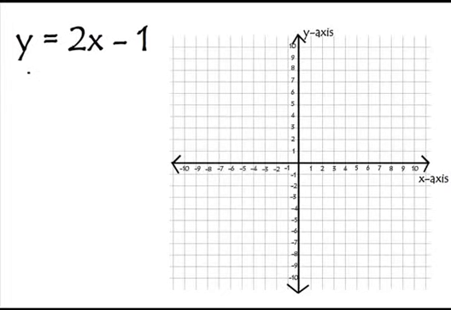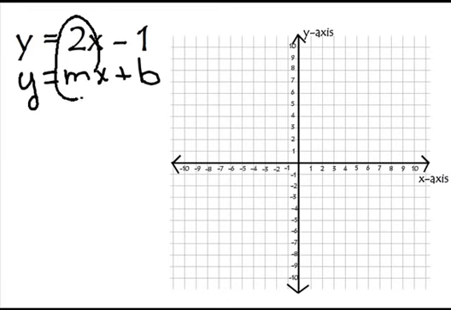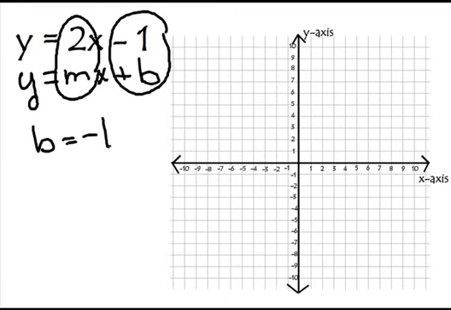Let's graph this equation y equals 2x minus 1 using the slope-intercept form. I always like to write that form underneath it, y equals mx plus b, because right away I know what my slope m is and what my y-intercept b is. Now to graph it, we always graph the y-intercept first. In this case, the y-intercept is -1.